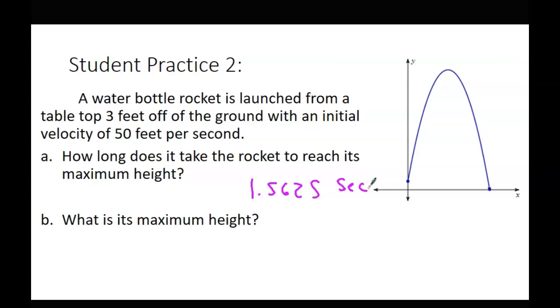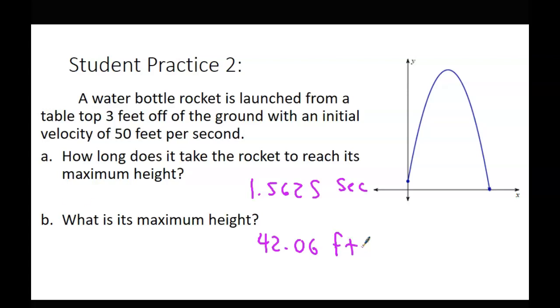Nathaniel, what did you get for your maximum height? 370.1875. Good. You probably did it right on paper, but something went wrong on the calculator. I'm not sure, but that's not quite it. Jonathan, what did you get? I got 42.06. 42 point what? 06. That I agree with.